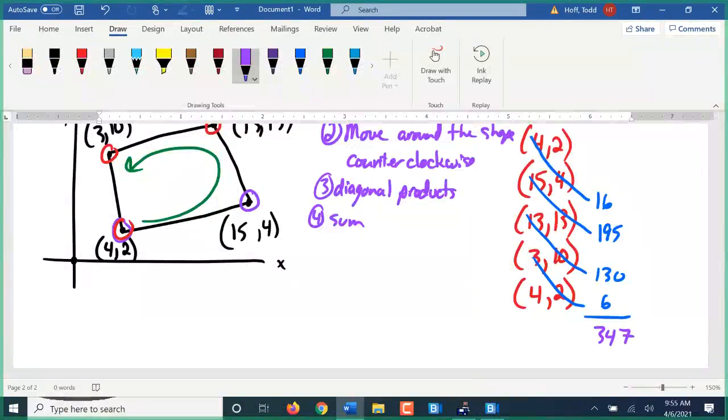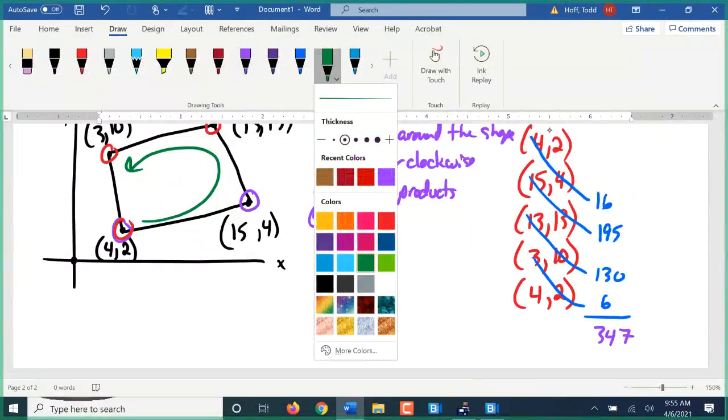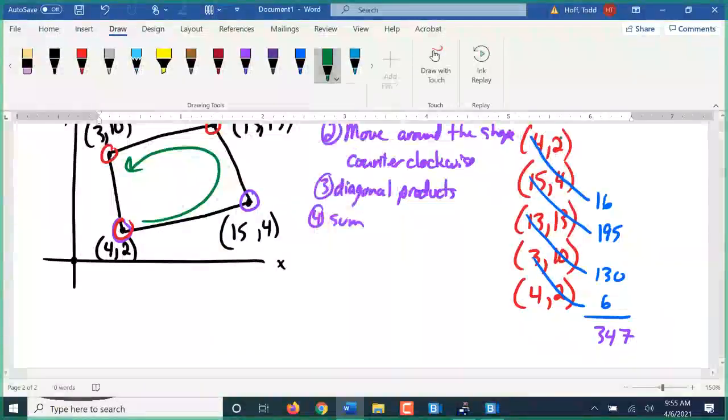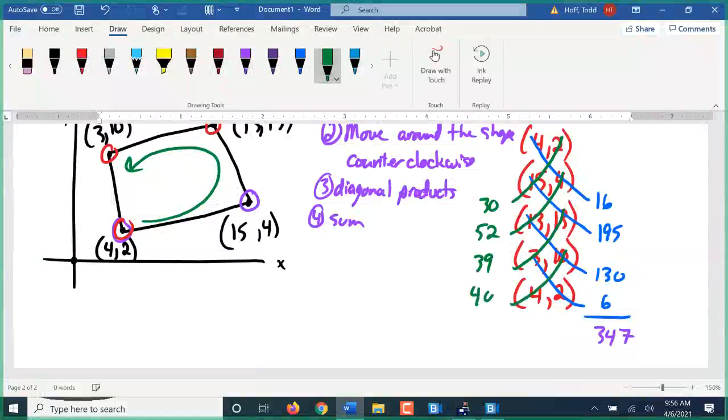But now I need to do the diagonal products in the other direction. I'm going to start on the right and work my way down into the left. So 2 times 15 is 30. 4 times 13 is 52. 13 times 3 is 39. And 4 times 10 is 40. I need to add those up. What do I have there? I got 91, 70, 161 is what I get there for my total.